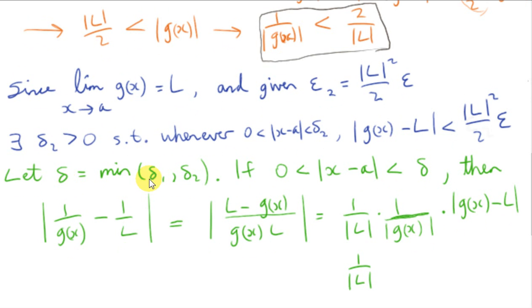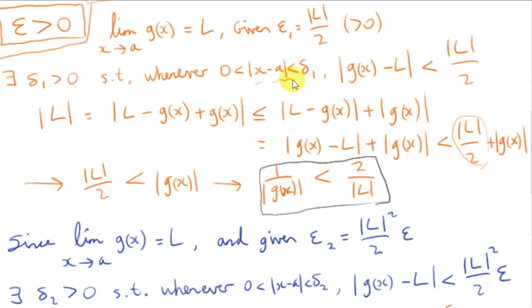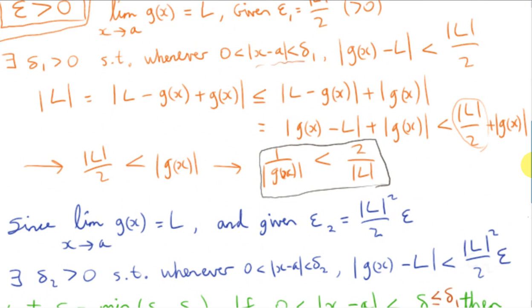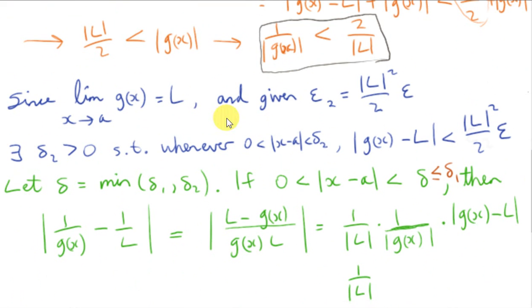Since delta is the minimum of delta 1 and delta 2, it is obvious that delta is less than or equal to delta 1. In other words, x is within distance delta 1 of a, and x is not equal to a. We saw up here that if that's the case, then 1 over the magnitude of g of x is less than 2 over L. So this quantity here, 1 over the magnitude of g of x, is less than 2 over the magnitude of L.